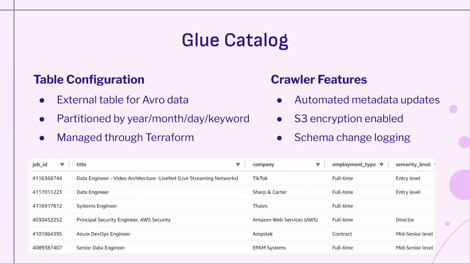And we use AWS Glue Catalog to serve as our metadata repository. We use Terraform to define our data catalog structure, including database, data table schema, and partition strategy. Our Glue table is partitioned by year, month, day, and keyword. The schema matches our Avro format, handling both primitive types and arrays.